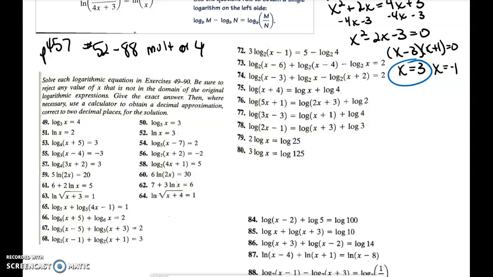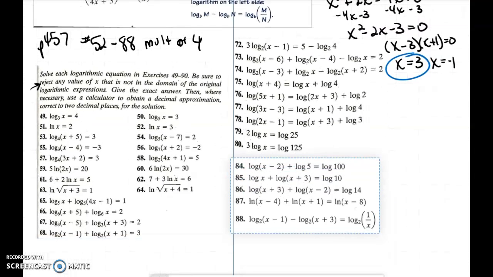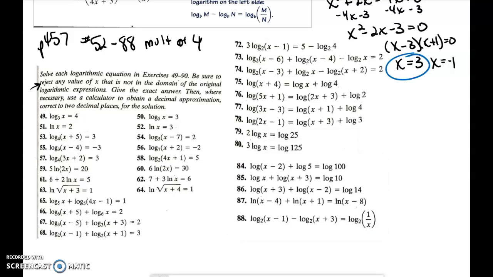So that we don't have so many. Again, making sure that we reject any value not in the domain. So looking for those positive answers, exact answers if we can, otherwise using the calculator and figuring out what those decimal points are. So we'll take a look at just 2 of these since we have already done those book examples.